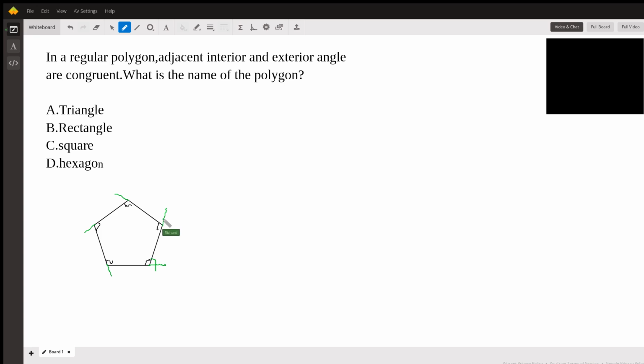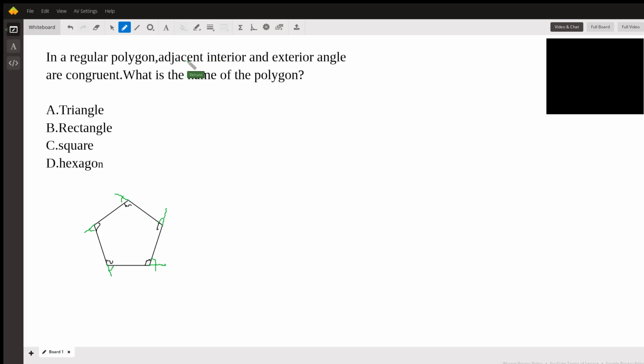And then you just fill in the angles. So the green angles are the exterior angles. The black ones are the interior angles. And that's the way you draw external angles on a polygon. Now, a lot of people don't know how to do that. So I thought I'd start with that.